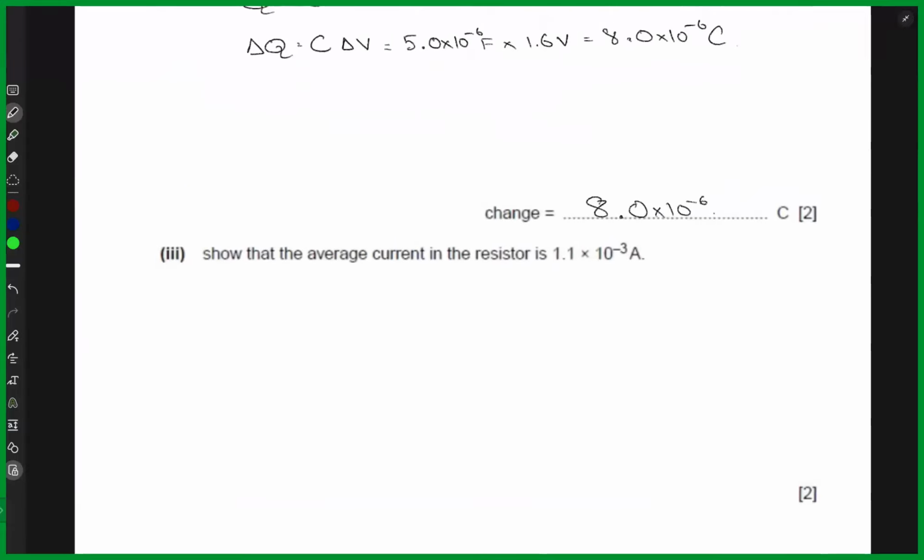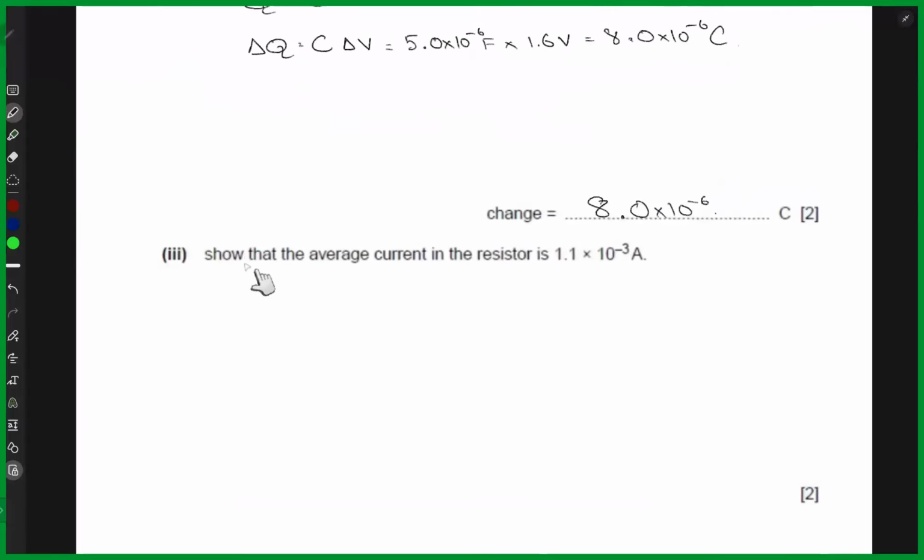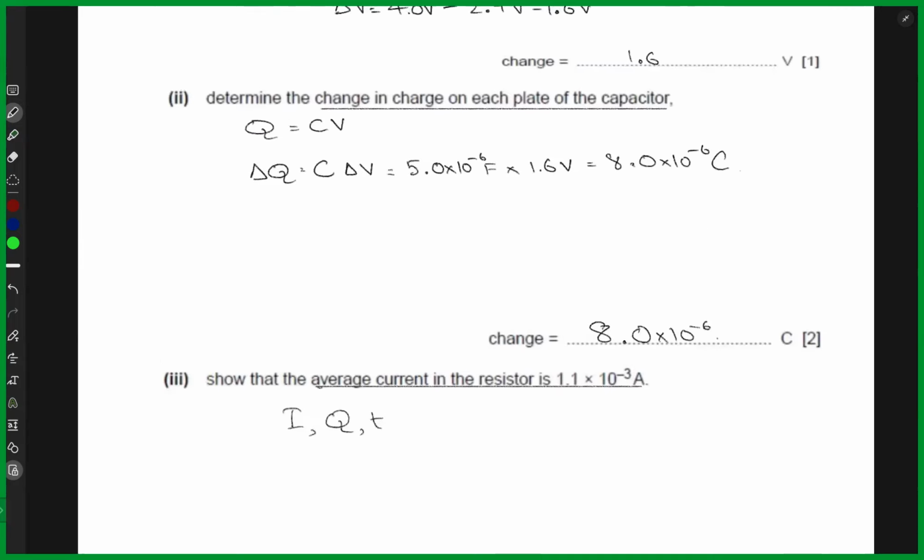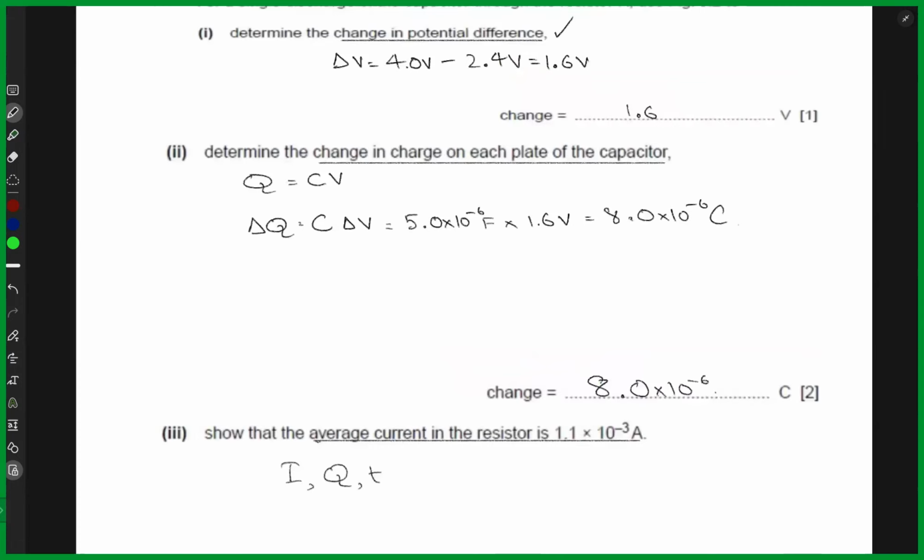So next, show that the average current in the resistor is this. We want to find the average current, I. We have charge and we have the graph, so we can figure out T as well, right? Remember, the average current in the resistor would be coming from when the discharge is happening, right? That's when the current is flowing.